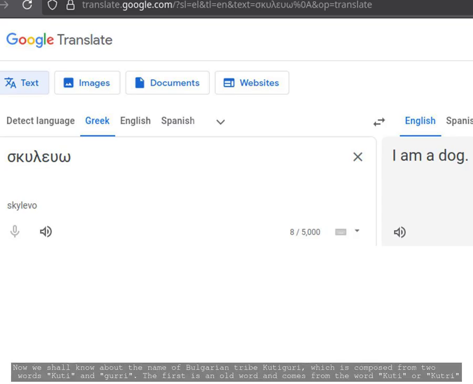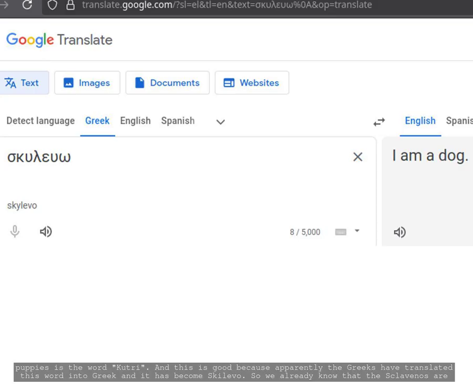Now we shall learn about the name of the Bulgarian tribe Kuti-Guri, which is composed of two words, kuti and guri. The first is an old word and comes from the word kuti or kutri in ancient Bulgarian, which is a diminutive word for puppies in the past, but it is still in use. This word is also the little finger of the hand, because it is small. So, a little one. Puppies is the word kutri, and this is good because apparently the Greeks have translated this word into Greek, and it has become skilevo.